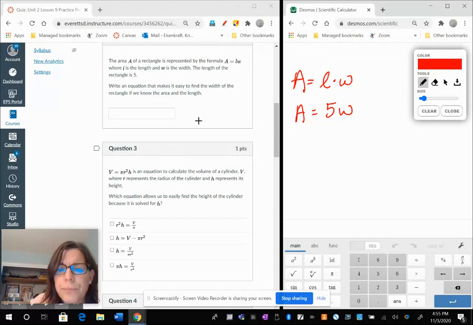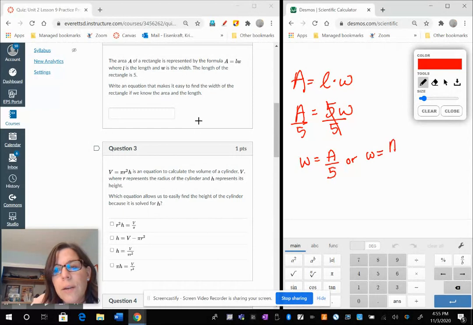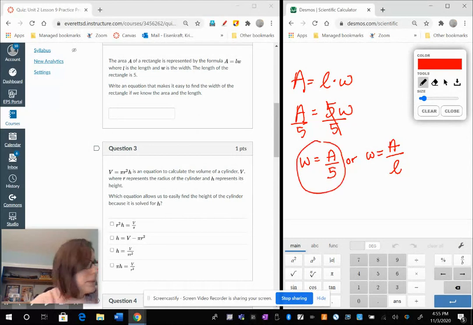So if I want to find the width, I want to get width alone. If I want to solve for W, I'm just going to divide by 5. So the width is just the area divided by 5, or the width is the area divided by whatever length it is. It told us the length was 5. I'm going to plug this in. Let me see in the book if that's the actual, did they want us to use the 5 or the L?